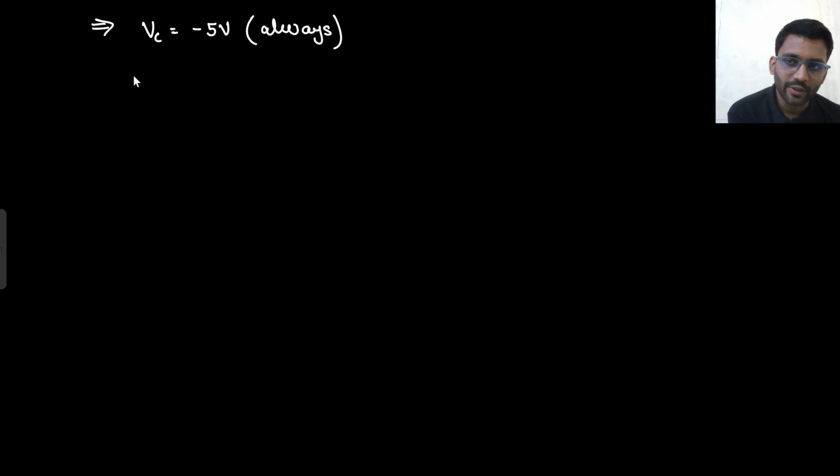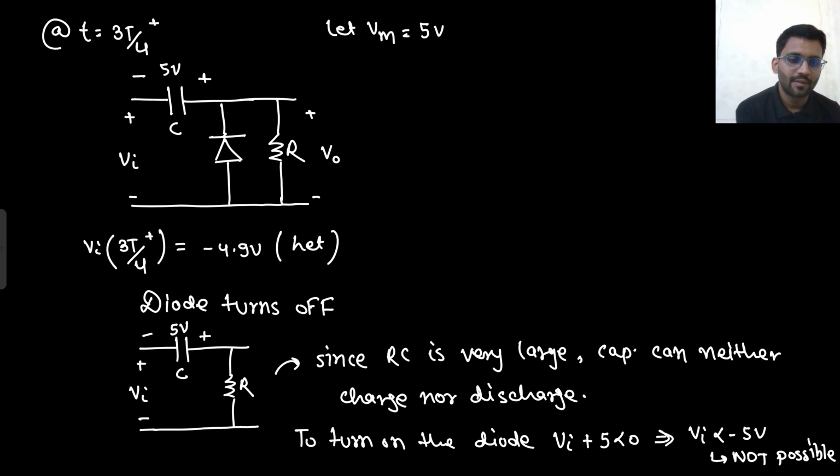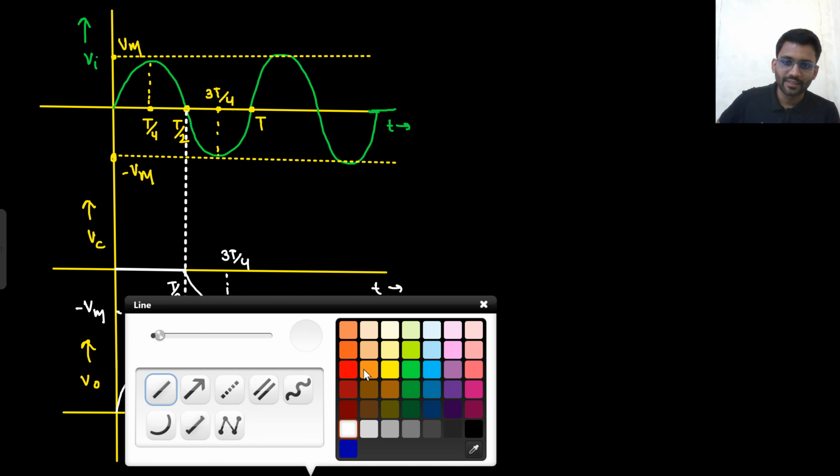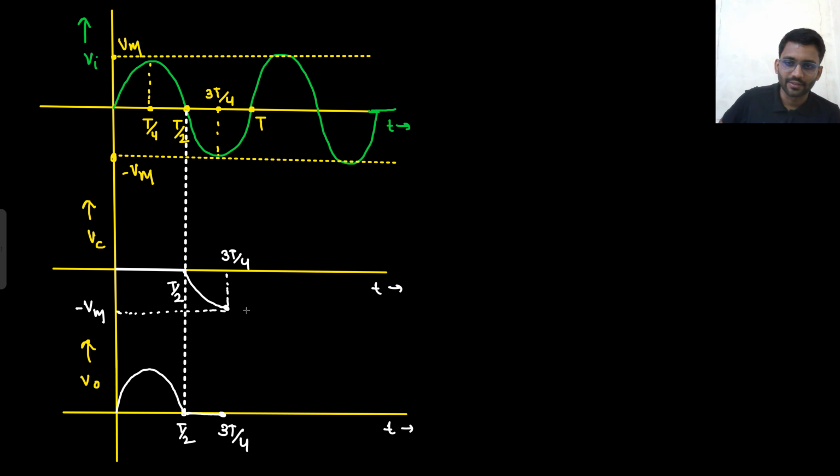And what will be my output voltage? V naught will be V in plus 5 volt. Because VC is minus 5 volt, V in plus 5 volt is my V naught. So this will be my output voltage forever, right? So at steady state, this is my output voltage, and this is what I wanted to achieve. Till this point, this is at minus 5, and always it will remain at minus 5 only now.